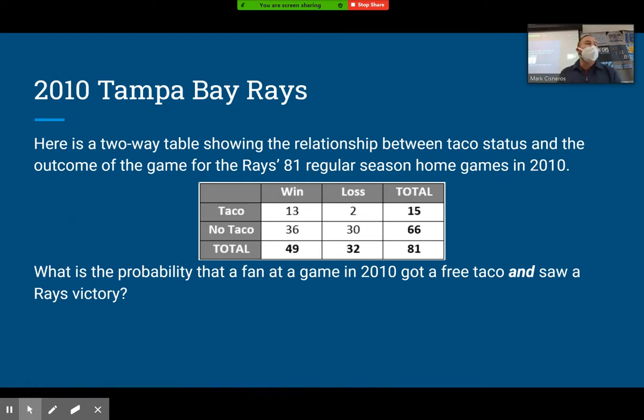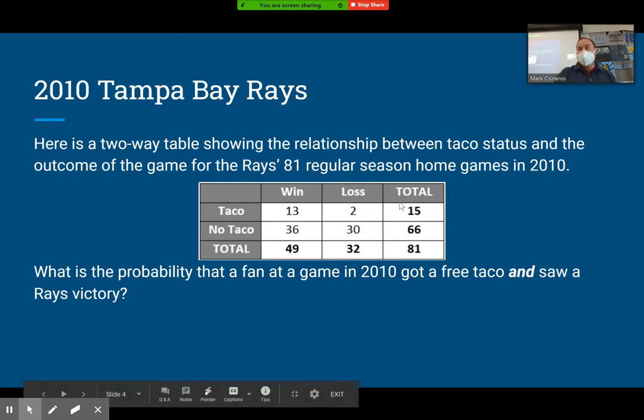Don't write it down. Figure out what this probability is. What's the probability that a fan at a game in 2010 got a free taco and saw a Rays victory? First, in order to find the probability, let's find out how many times that happened. How many times did somebody get a free taco and saw a Rays victory? 13 times. In order to find the probability, I have to divide that by what? 81, that's the total. So 13 over 81.